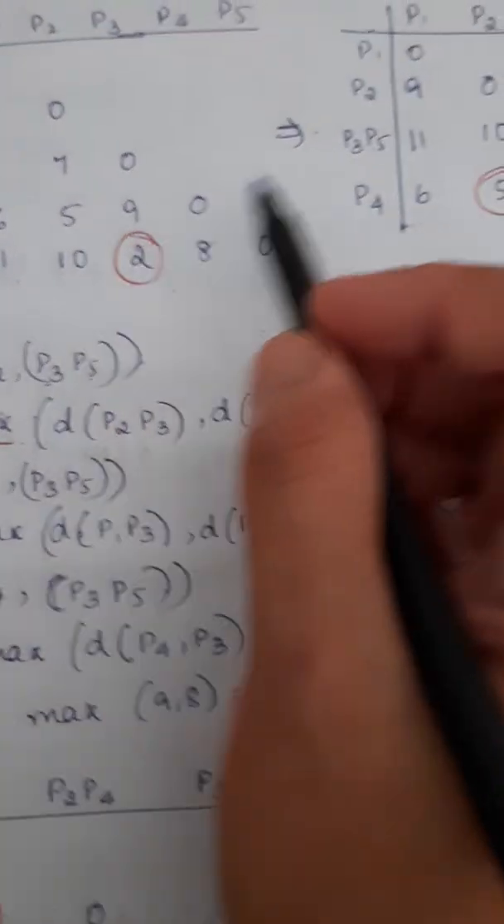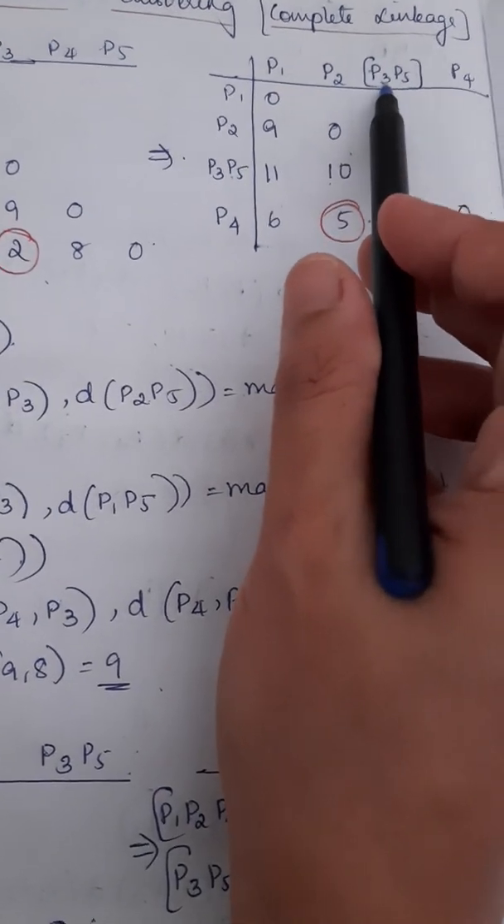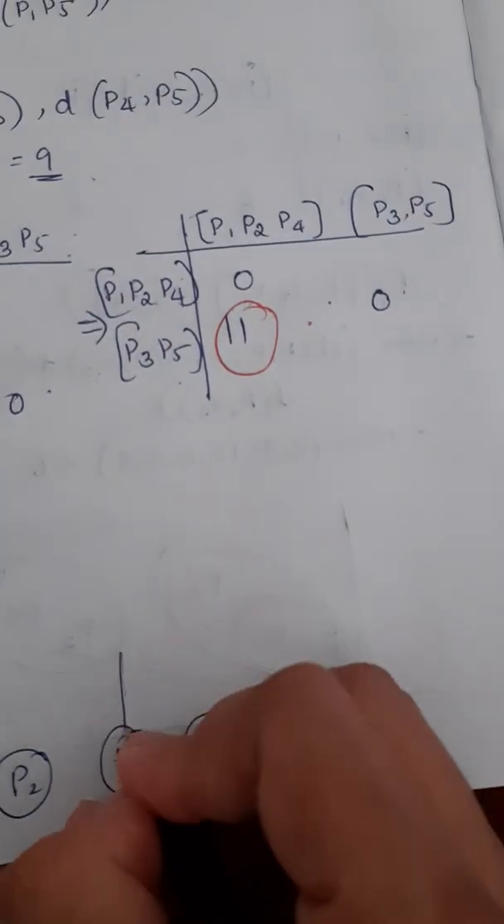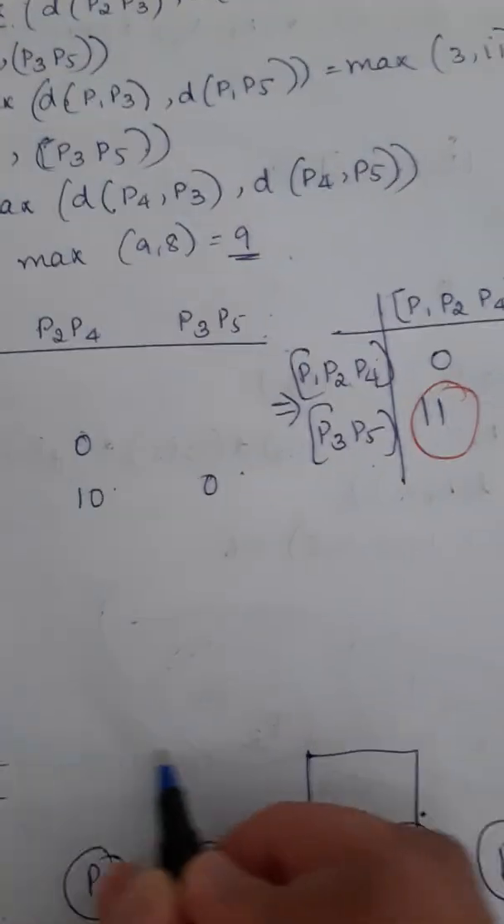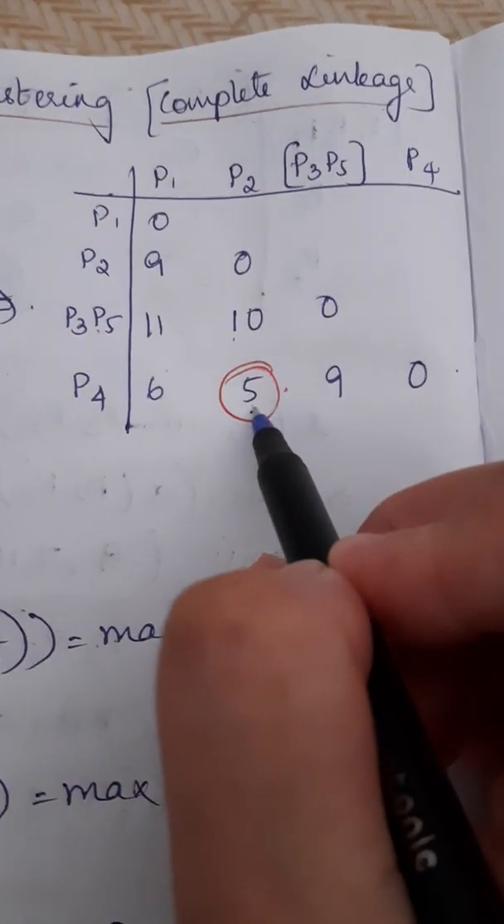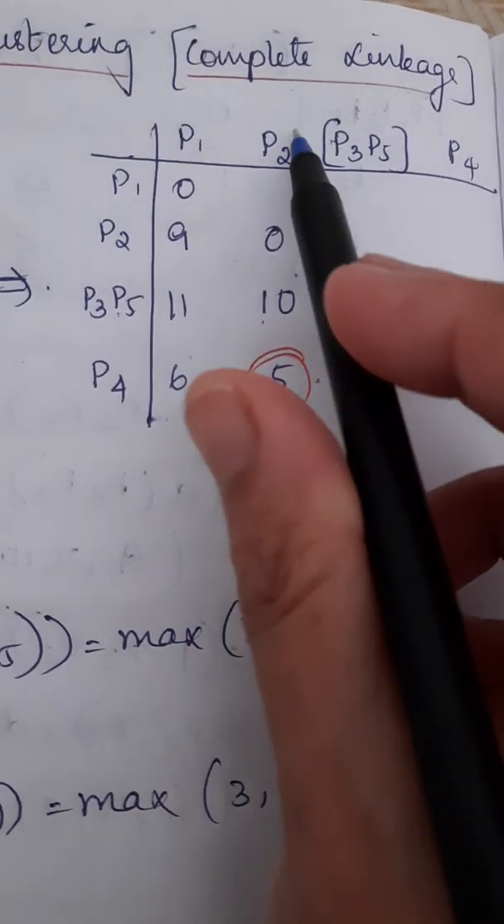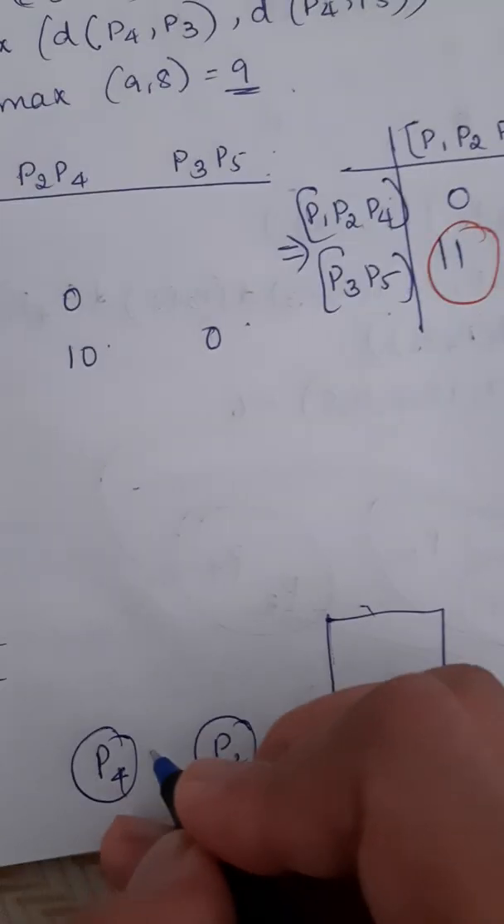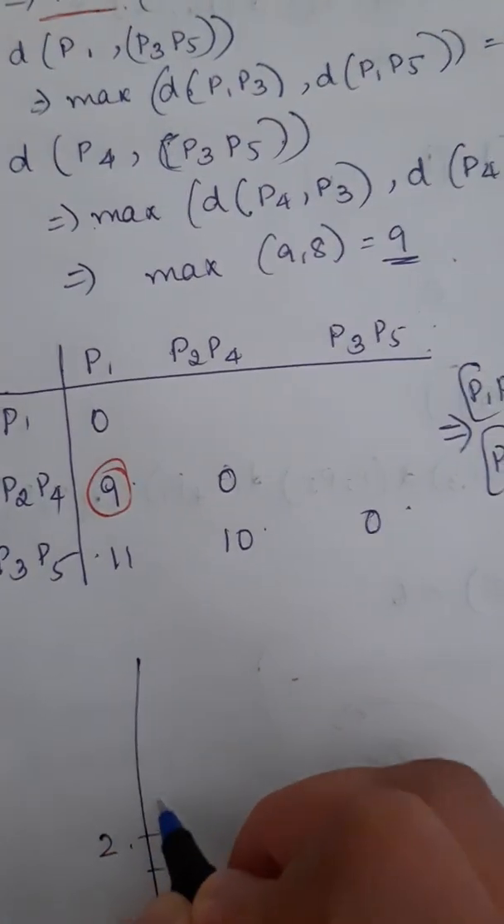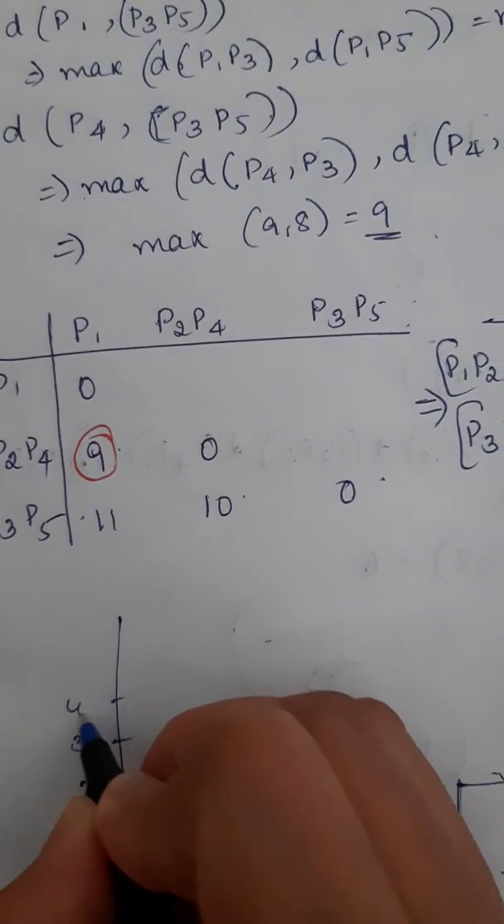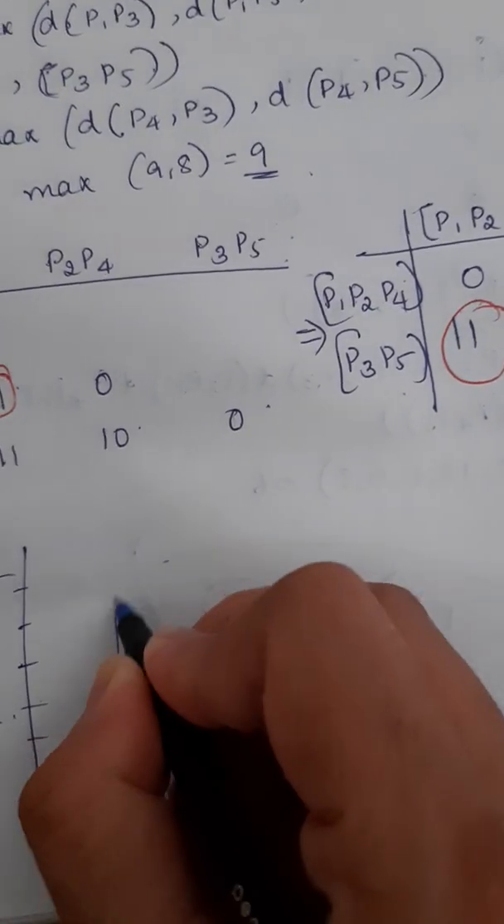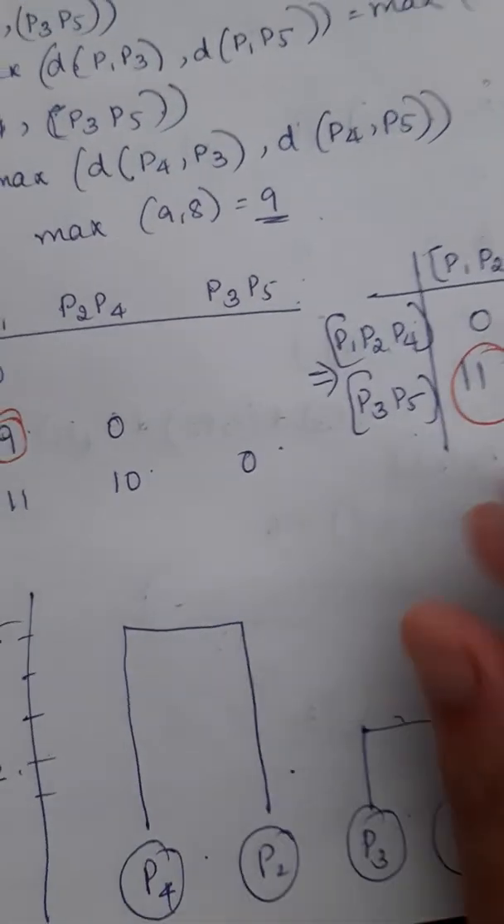So initially what did I merge? I clustered P3 and P5. P3 and P5 are clustered at a distance of 2, if this was my matrix. Now in the next iteration, 5 is the least value. 5 corresponds to which two points? P2 and P4. So in the next iteration I am going to merge P2 and P4 at a distance of 5. So 3, 4, 5. At a distance of 5 I will merge P2 and P4.